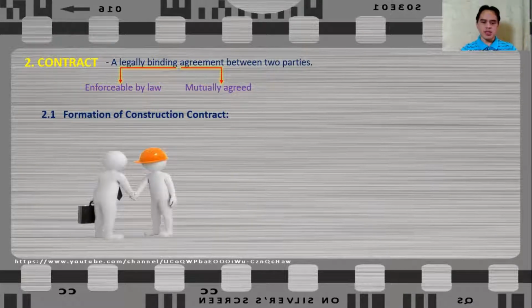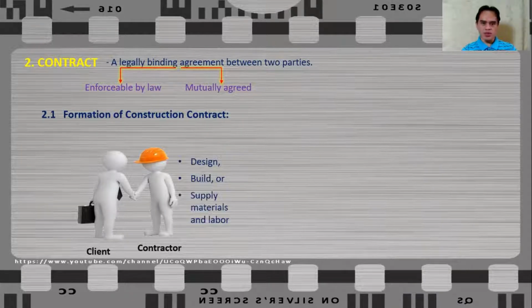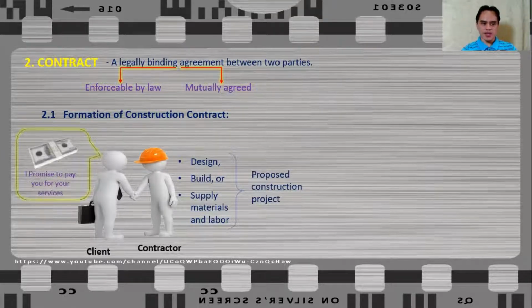So when parties intend to create a legal relationship in consideration of their mutual commercial interest, let's say, for example, the contractor and the client, and the contractor offers to design, build, or supply materials and labor for the project of the client, and this offer is accepted by the client, and the client promises to pay the contractor a certain amount with regards to the services to be rendered by the contractor, then the agreement was formed. So the agreement is reached when one party makes an offer which is accepted by the other party. So that is how a contract is formed.